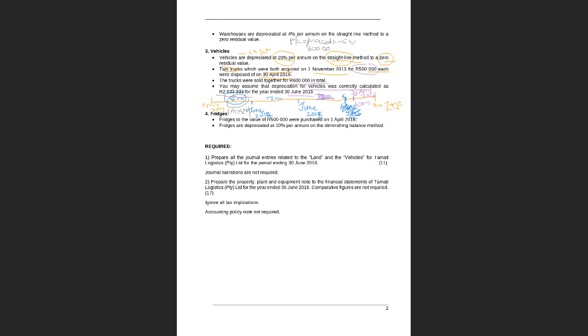I put it in the chat. So in the first year ended 30th of June 2014, you're going to take the cost price of 1 million. Remember, it's 500,000 each, and there's two trucks, so 500,000 times 2. That's how I get the 1 million. Times the depreciation rate, 20%, and multiply it by 8 over 12. We calculated the months together just now. From 1st of November 2013 to 30th of June 2014 is 8 months. Are there any questions on that?